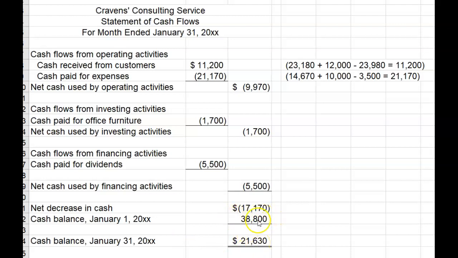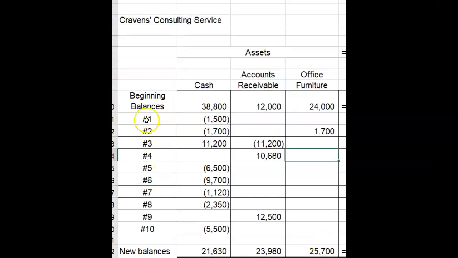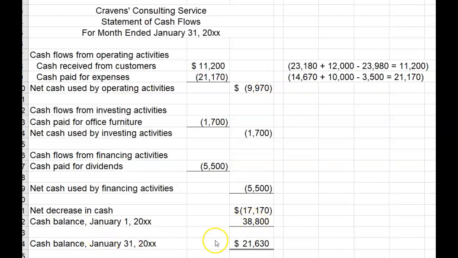January 1st number came from and where this ending balance of cash came from. Here's the worksheet. Beginning balance of cash was $38,800 and the ending balance of cash was $21,630. So the calculated ending balance in cash on the statement of cash flows was $38,800 of beginning cash minus net decrease in cash, $21,630.